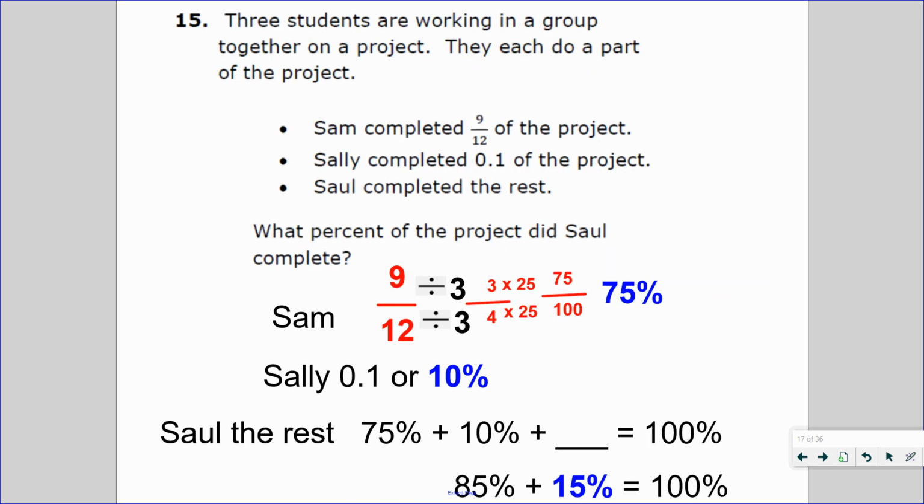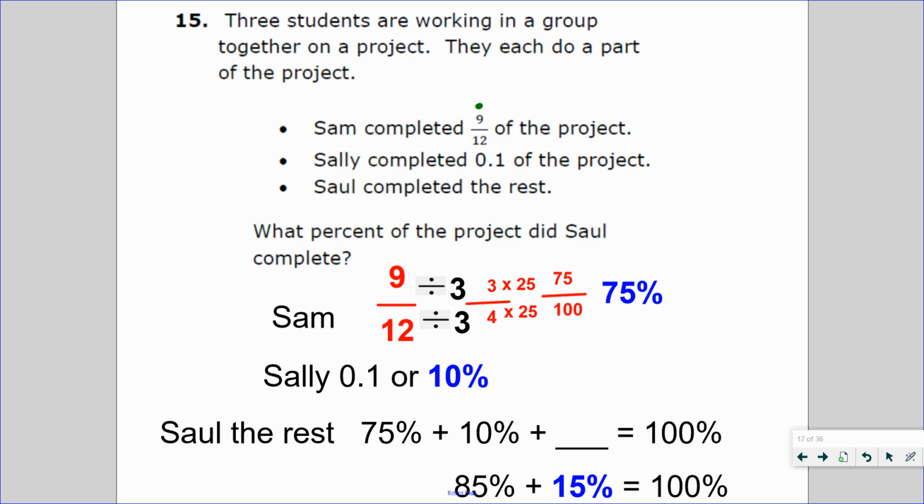All right, number 15. Three students are working in a group together on a project. They each do a part of the project. Sam completed 9/12 of the project. Sarah completed 1/10 of the project. Sally completed the rest. Actually, Sam did a lot, 9 out of 12. What percentage of the project does Sally complete?